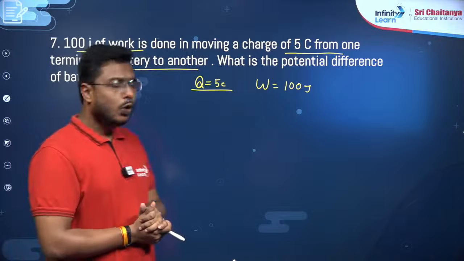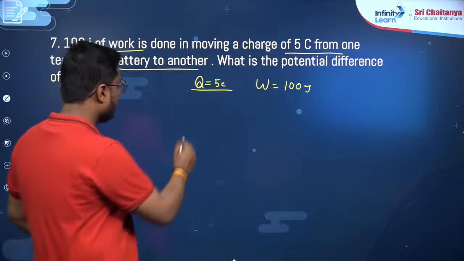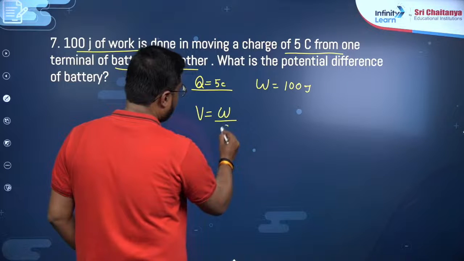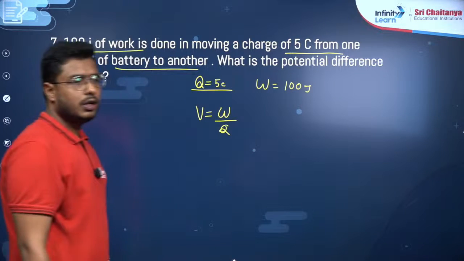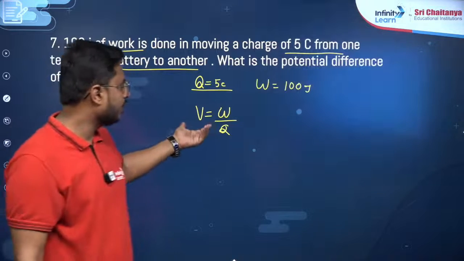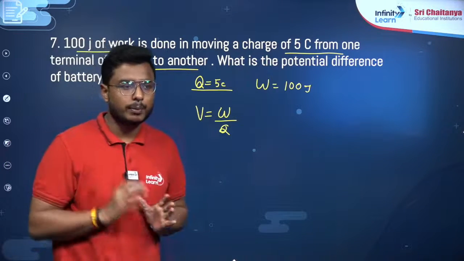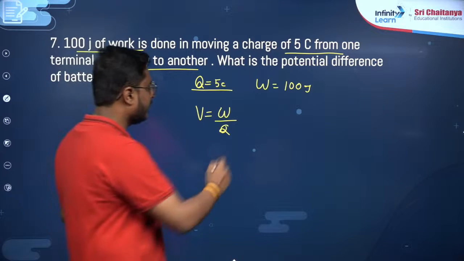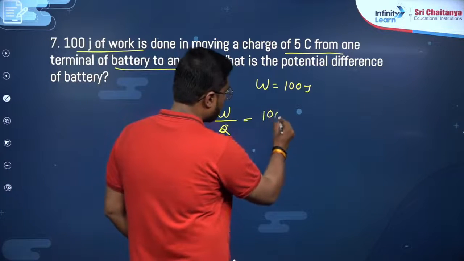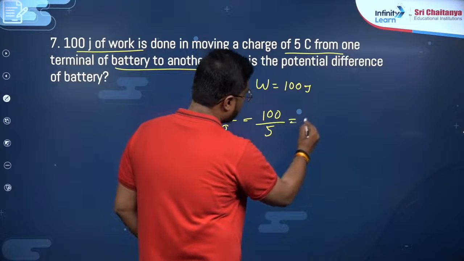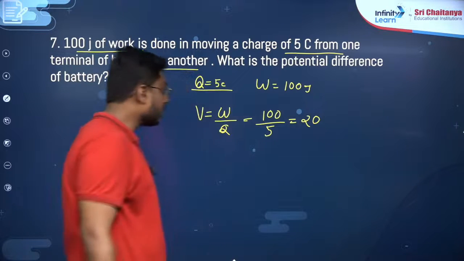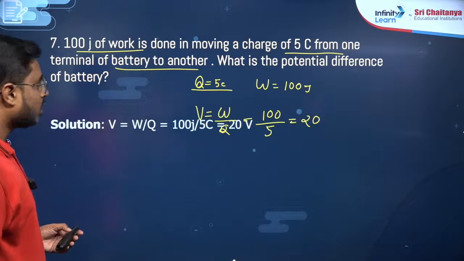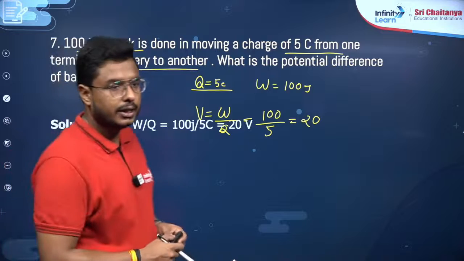Okay? So, see how we can solve this question. We can say V is equal to W divided by Q. Correct? What is the electric potential or potential difference? The work done in moving a unit positive charge from one point to the other point. Work done is given here 100 joule and the charge is 5 coulomb. So, the answer will be 20. Easy question. I hope you all got the answer. So that's how we can solve, and 20 volt is the answer here.